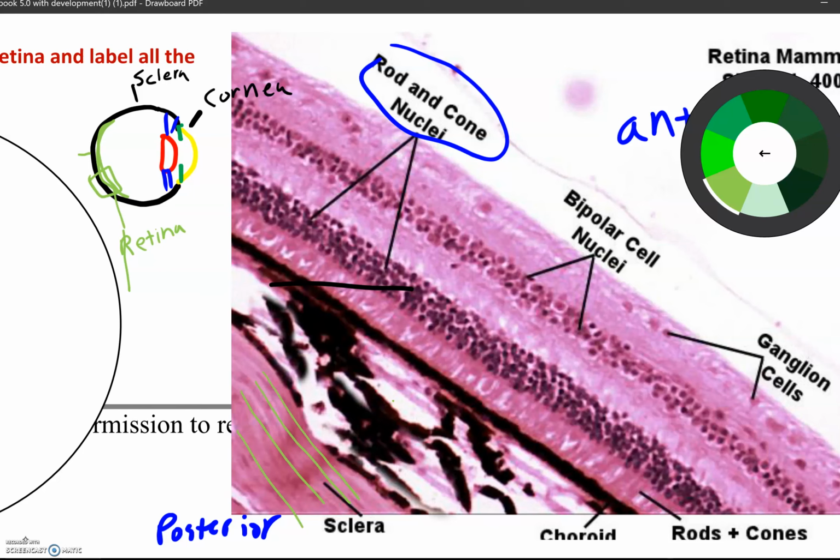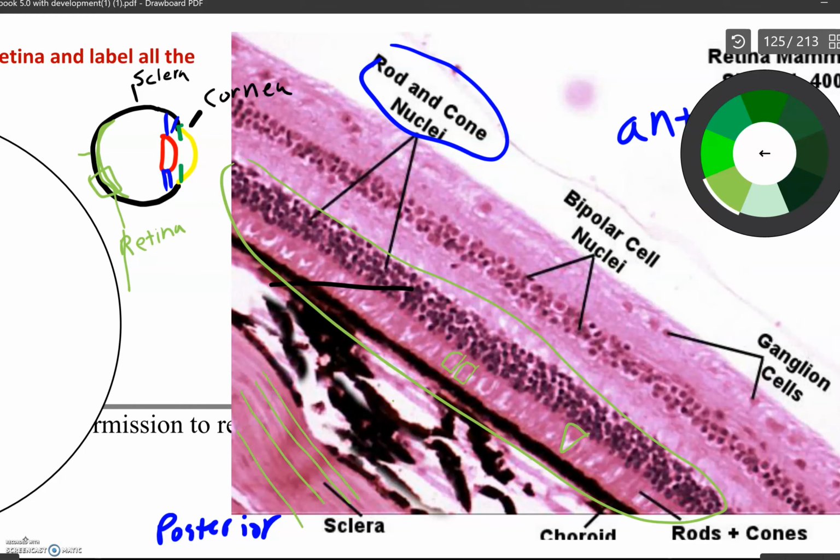The first layer, the deepest layer, the layer that's right up against the choroid coat, is our rod and cone layer. And there's lots and lots of rods and cones. I could sort of see there's a cone-shaped thing there. I could sort of see there's a rod-shaped thing there. So this is our rod and cone layer, right in this part of the eye.